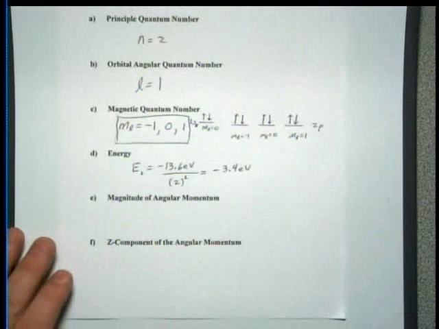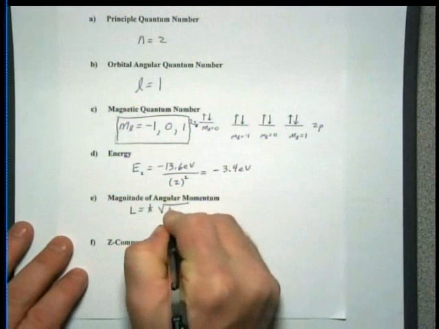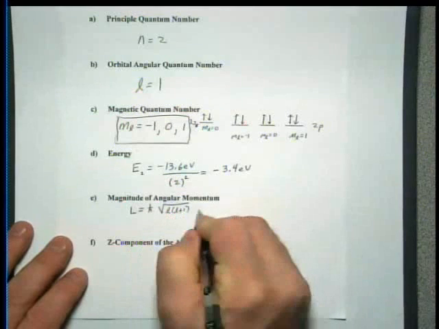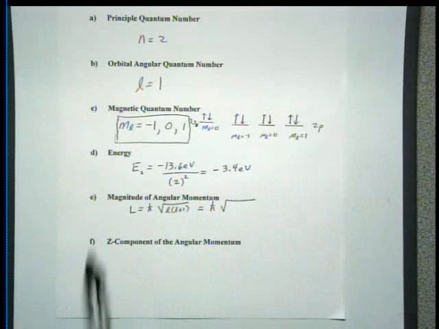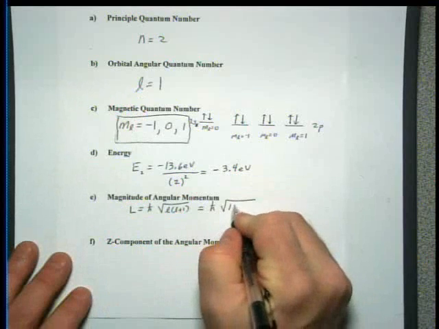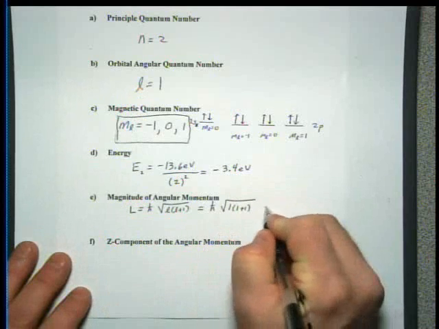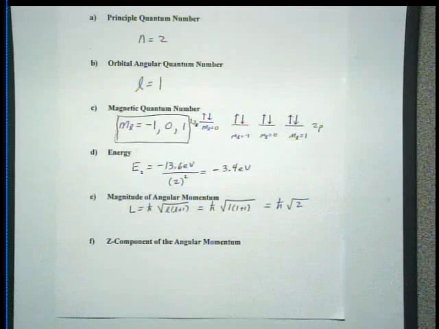Magnitude of the angular momentum. H bar square root of L times L plus 1. So the question is, do you know L? The answer is you do know L, because we already found it. So it was 1 times 1 plus 1. So that's the amount of angular momentum. And that's not the same thing as 2h bar, like Bohr would have said. Bohr got it wrong. The z component of the angular momentum.